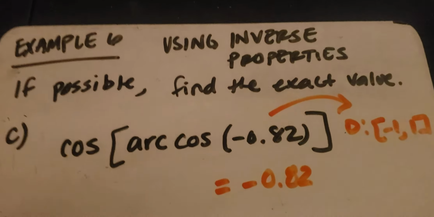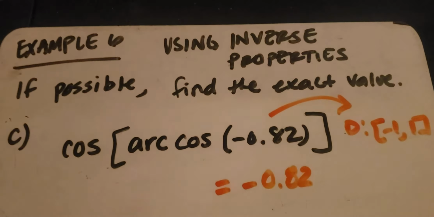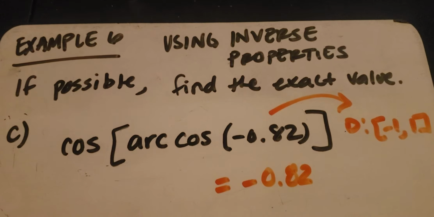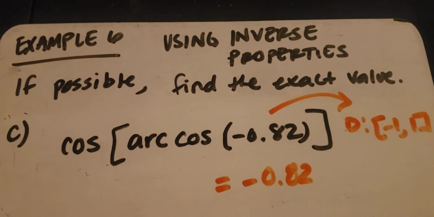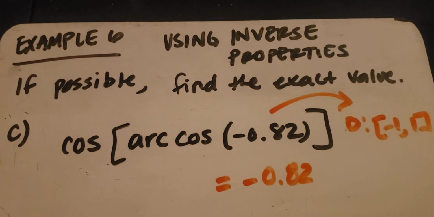Again, this is through composition. This is a property, and that's it. There's not much work to it. You're pretty much just simplifying by using the properties. All right, let's move on to the next example.